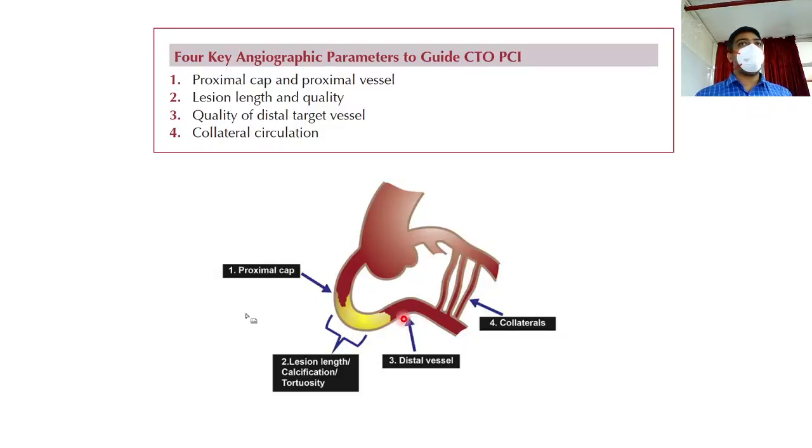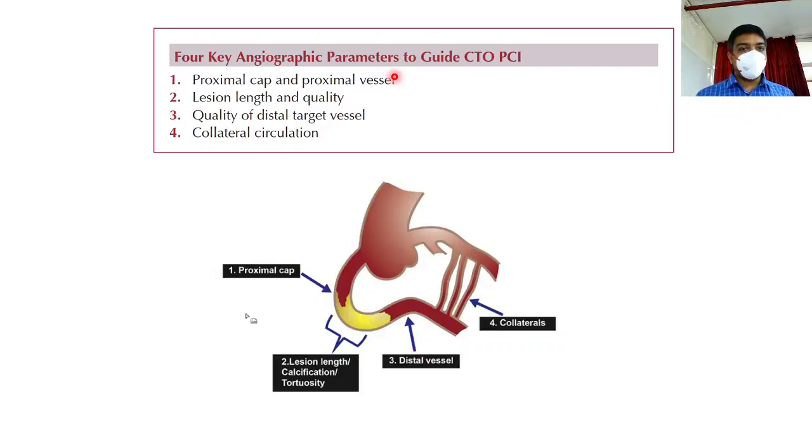Then the distal vessel anatomy, whether we are able to see it on a double injection. Double injection means we'll be injecting both the right coronary as well as the left coronary simultaneously. Then with this collateral flow, we'll be able to see the distal part of the vessel as well as the proximal part. So that in that way we can see.